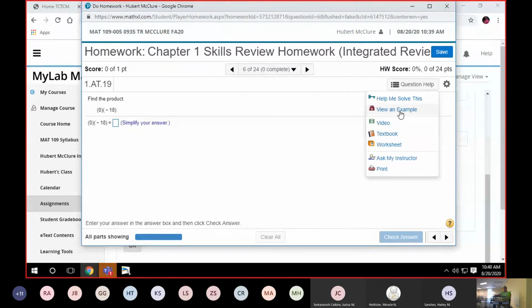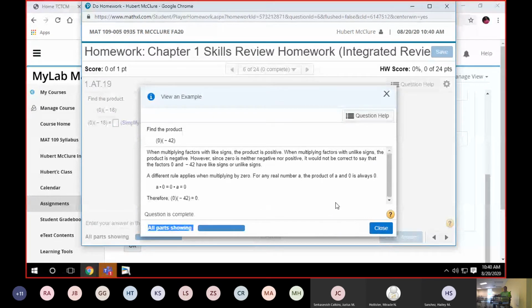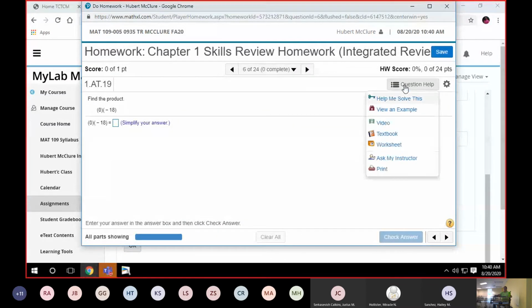View an example does not ask you any questions. View an example, just show me how to do it, step by step. When do you use help me solve this? When you remember a little bit, but you're not sure. That's when you use view an example. Help me solve this when you've never seen the material before.